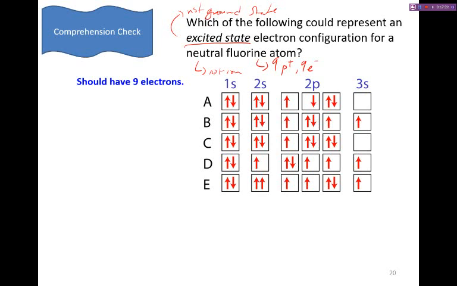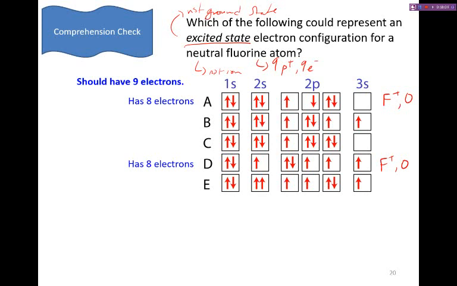We're looking for something that follows the rules, Hund's Rule, the Aufbau Principle, and does not violate the Pauli exclusion principle. So I would recommend first looking for things that might not have 9 electrons. And it turns out that A and D both have 8 electrons. So they cannot be neutral fluorine. They could be neutral oxygen, or they could be positive fluorine, or some other element with that same number of electrons, but they're not neutral fluorine.